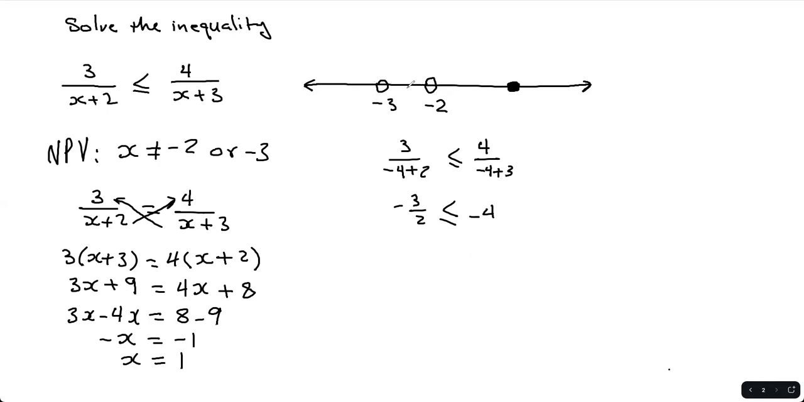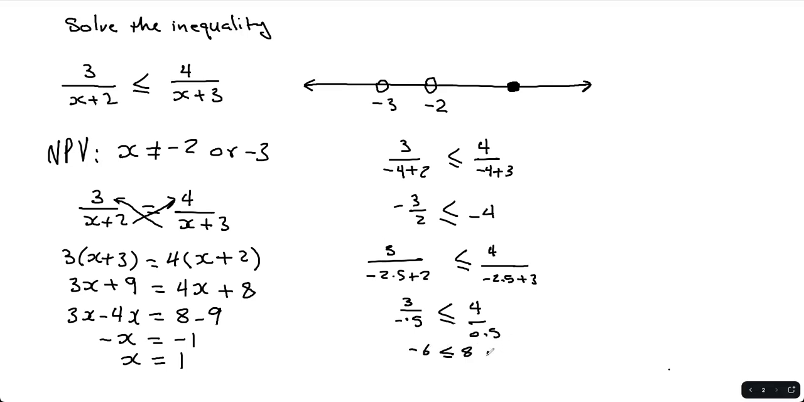Now let's take a number in here. Let's take -2.5, because -2.5 is in this interval. So if you go 3 over -2.5 plus 2 is less than or equal to 4 over -2.5 plus 3. Now here you're going to get 3 over -0.5 is less than or equal to 4 over 0.5, which gives you -6 is less than or equal to 8, which is true. So when it's true, then you shade in this region where you tested.